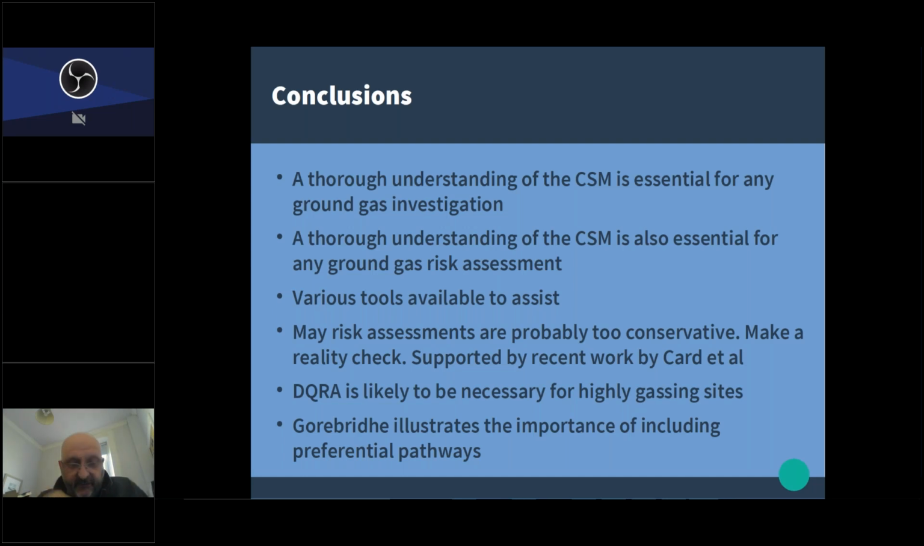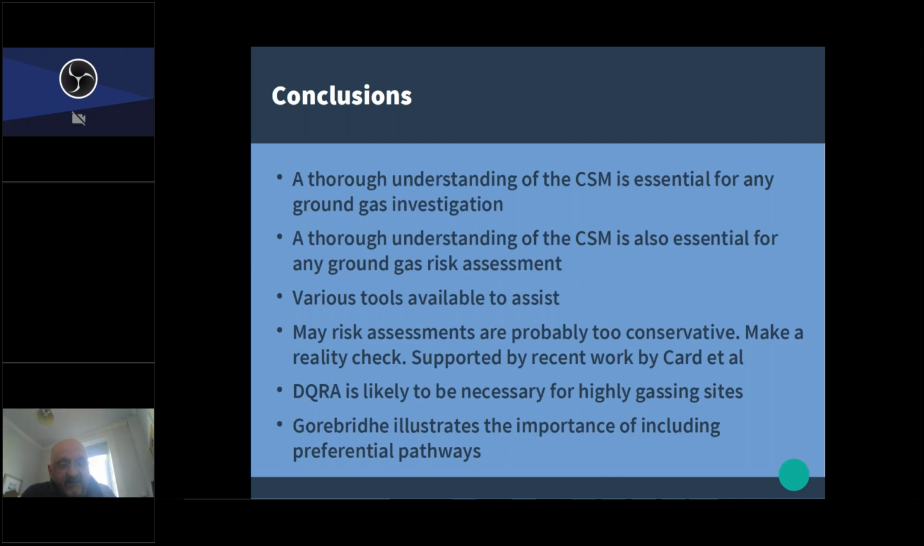I think there's scope for moving away from a default CS2 or even CS3, where gas protection measures at that level aren't that warranted. But it needs to be science-based. We've discussed recent work by Card et al. That supports this conclusion. For now, we're stuck with modified Wilson and Card, but I think their work might be useful as a line of evidence in a more complex risk assessment. We passed briefly over DQRA, and lastly, we went back to the Gorebridge incident and did some very simplistic modelling.